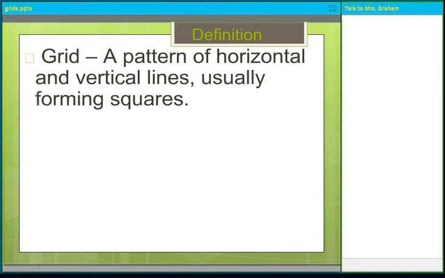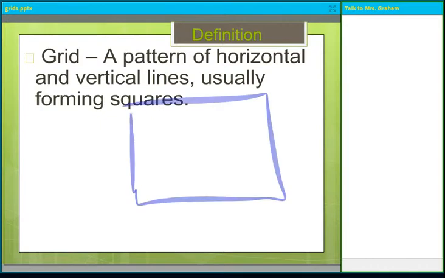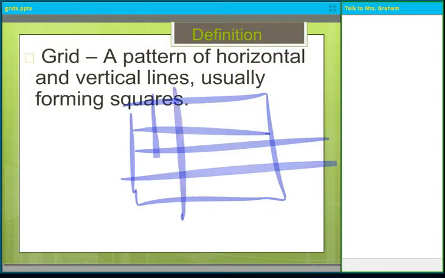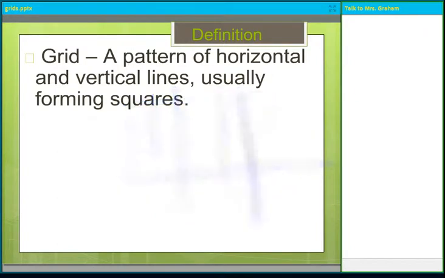Alright, so let's take a look at it. A grid is a pattern of horizontal and vertical lines, usually forming squares. So literally that's the definition of a grid. We just have a bunch of horizontal and vertical lines that make squares. Now, there are some extra vocabulary words in here that we might not know for sure: horizontal and vertical. Raise your hand if you have ever heard those words before.